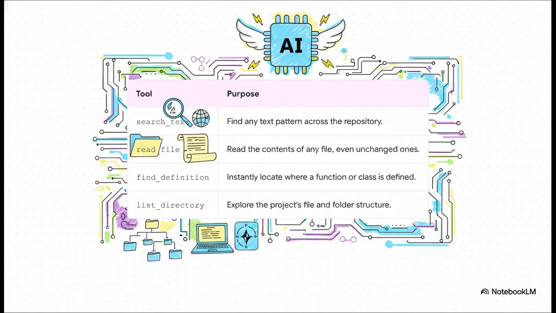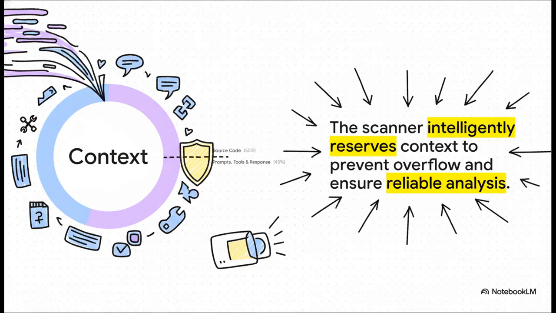These tools basically give the AI superpowers. It can search the entire repository for any piece of text, it can read any file it thinks it needs for more context, it can instantly find where a function is defined, and it can even explore directories to understand your project's structure. This is what enables that incredibly deep architectural level analysis. So you might be wondering, how does it handle all this information without getting overwhelmed? Well, it's really smart about managing the AI's limited attention. It automatically saves about half of its memory for your actual source code and uses the other half for its own internal prompts, tools, and generating the response. This intelligent balancing act is the key to making sure the analysis is always reliable.